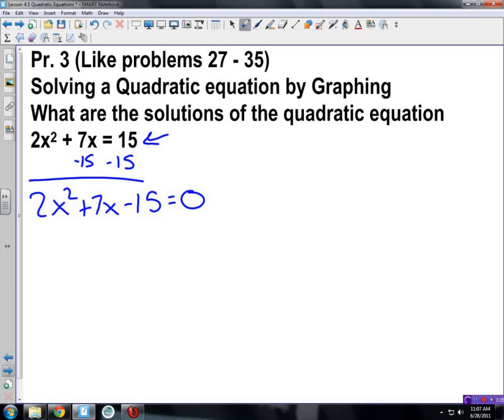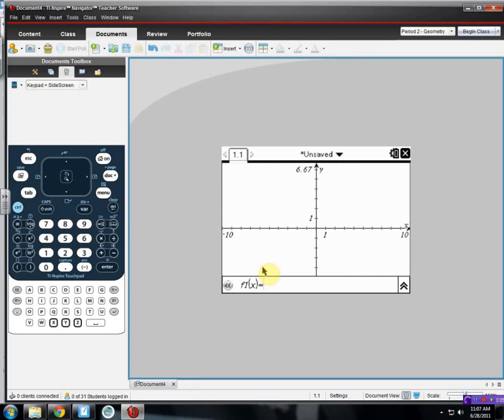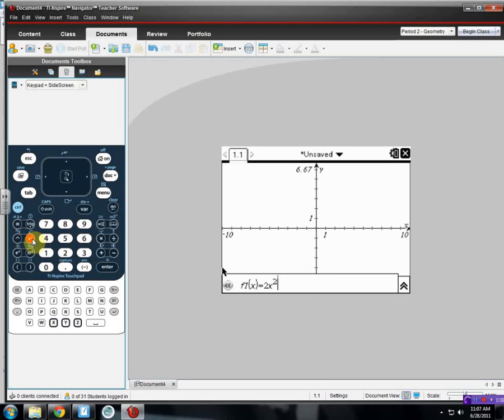So what I'm going to do is I'm going to take this equation and use my graphing calculator. So let me bring up my graphing calculator. All right, I want to graph it, so I'm going to go to the graphing right here. And I'm going to type it in, which was 2x squared plus 7x minus 15. I'm going to enter and see what that looks like.